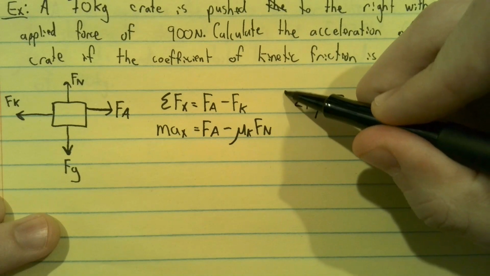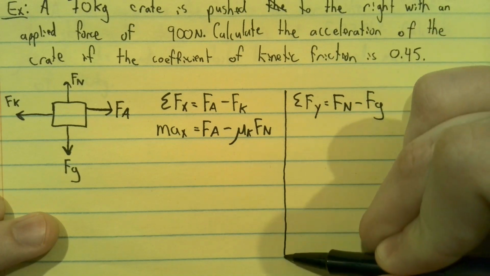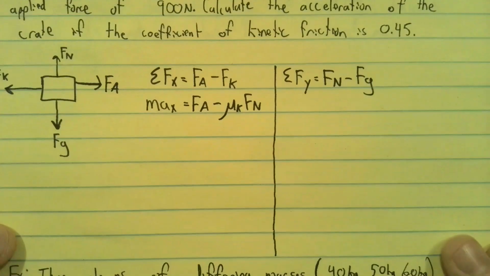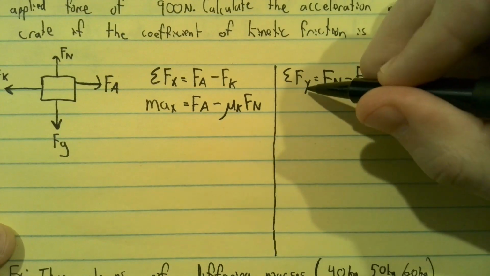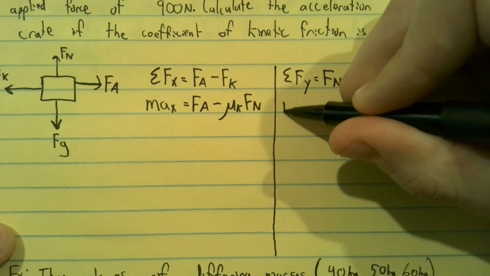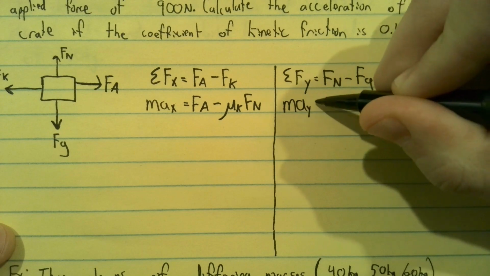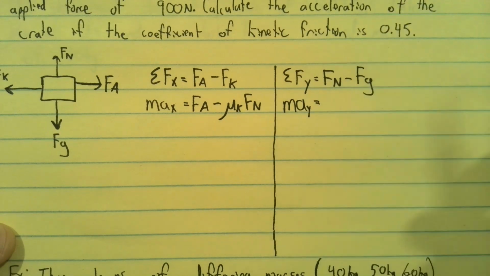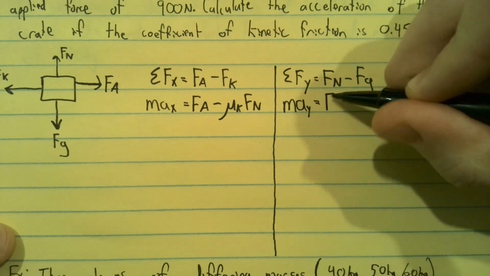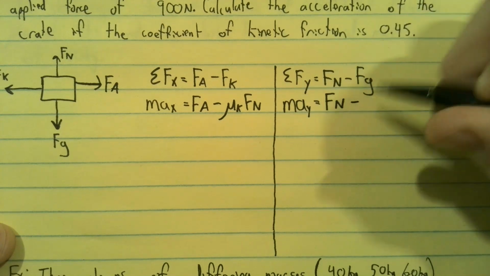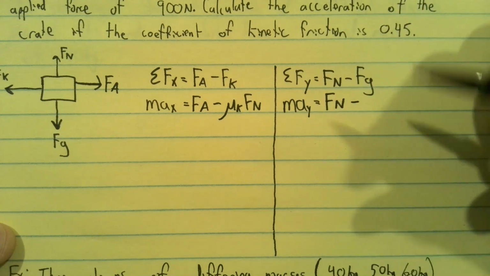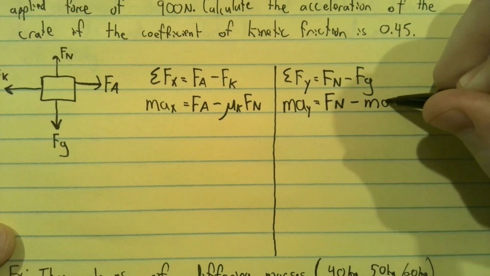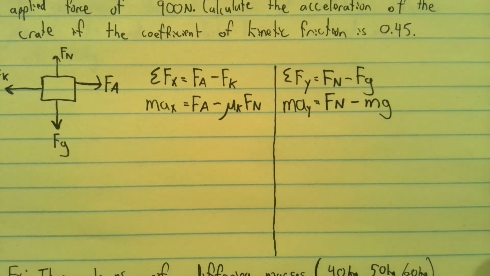I'm going to make a little bit of a barrier here because it gets a little messy. Sigma Fy, I look at my list. I see that it is May. Fn, I look at my list. I see there's nothing there, so I leave it as Fn. Fg, I look at my list, and I see that Fg is Mg. Now, you may notice something here.